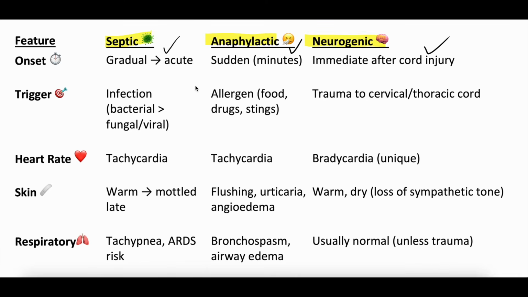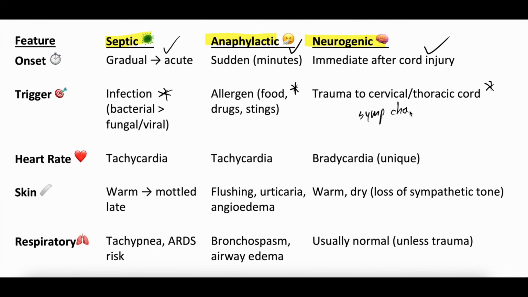Okay. The trigger for septic shock is an infection. It can be bacterial. It also could be fungal. It also can be viral, right? It could be parasitic. So any infection is the trigger for septic shock. And anaphylactic shock gets triggered by an allergen: food, drugs, bug bites, et cetera. And in neurogenic shock, the trigger is obviously trauma or an injury to the cervical spinal cord or upper thoracic spinal cord, anything to knock out that sympathetic chain.